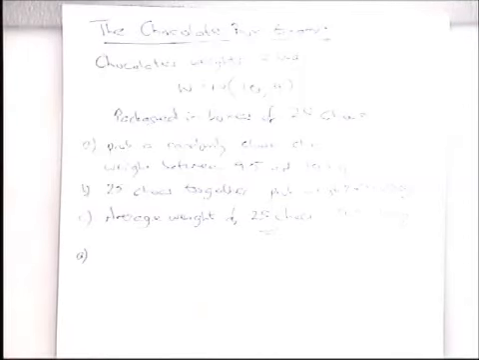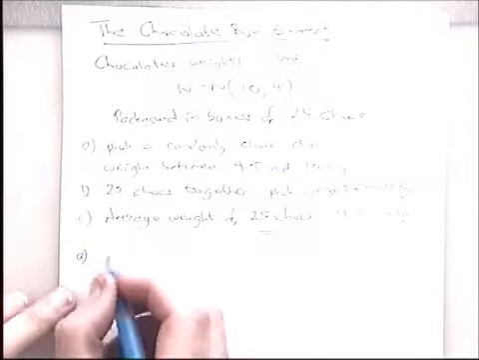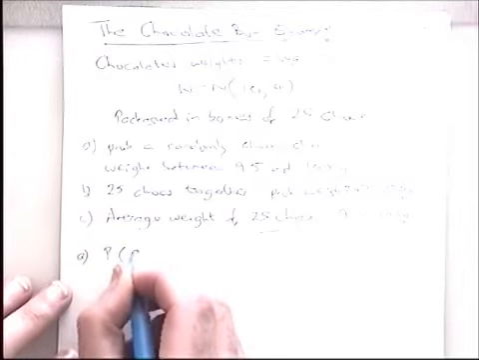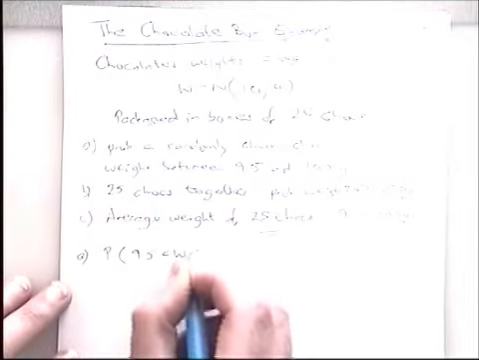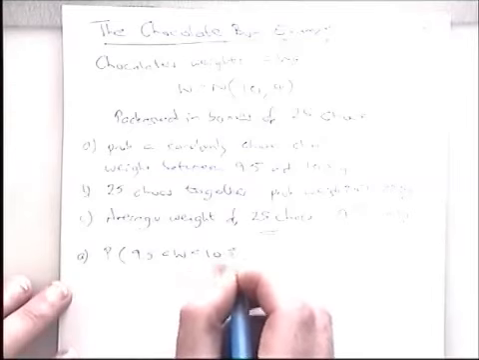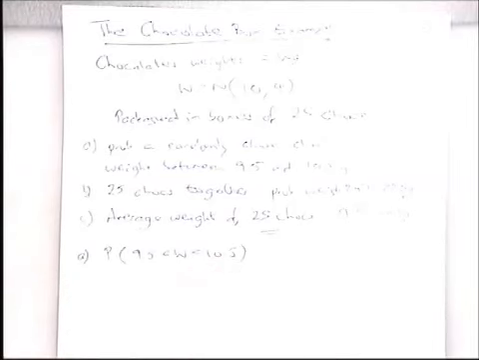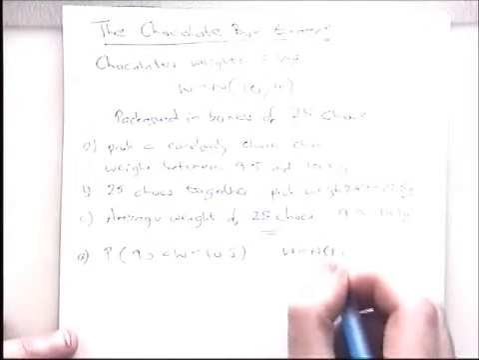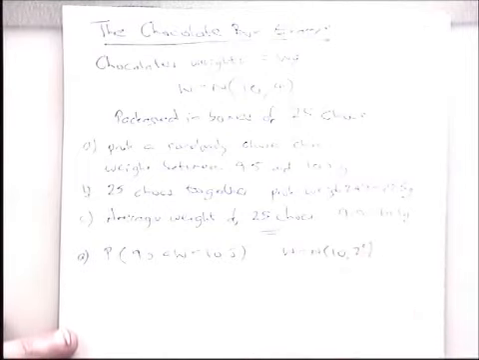Part A. Anything tricky going on in part A? No, it's a bog standard normal distribution question. Okay? So we want the probability that 9.5 is less than W is less than 10.5. We had earlier that W was normal with mean 10 and variance 2 squared, or 4, however you want to write it.